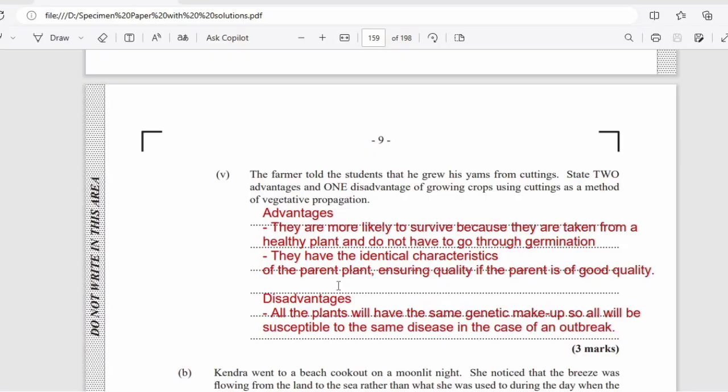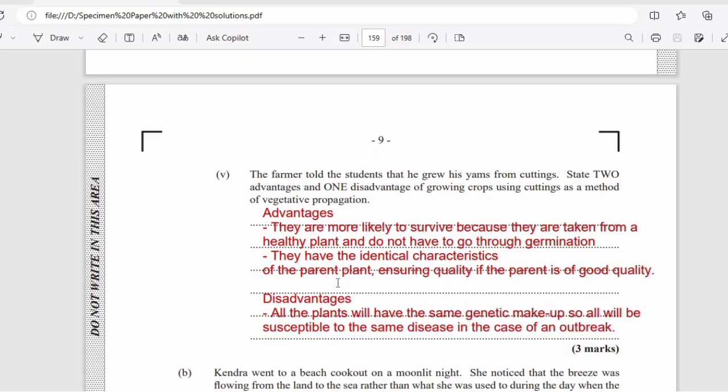Now, the advantages are that they are more likely to survive because they're taken from a healthy plant and they do not have to go through germination. So guys, when you are actually planting a new crop, and you're not going to start from seed, it does reduce the amount of time it would take for you to get a completely healthy new plant. So it cuts the time that it would take to get a new plant. 2, they have the identical characteristics of the parent plant, ensuring quality if the parent is of good quality.